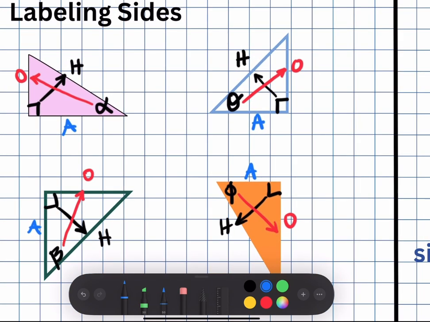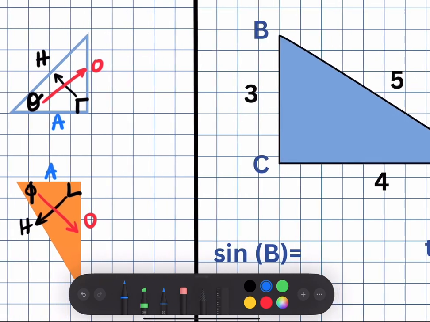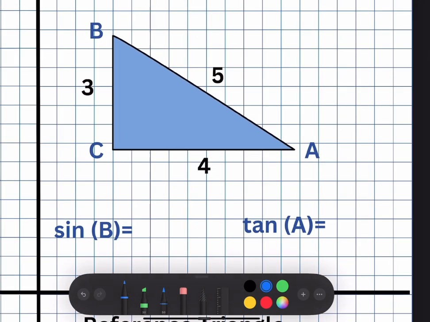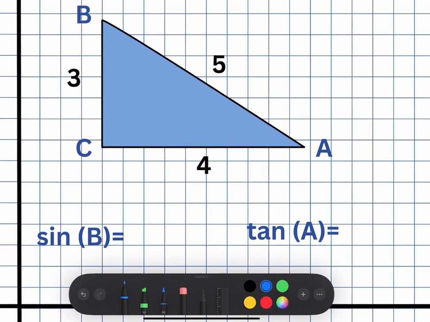So you need to be really good at labeling your sides. If you don't label your sides correctly, the whole problem is wrong. So you have to be really good at finding the hypotenuse, find the opposite across from your angle, and then that leftover side is adjacent. Okay. So I have one example here. We're going to do it together. And these two problems are going to be different because they have different angles.